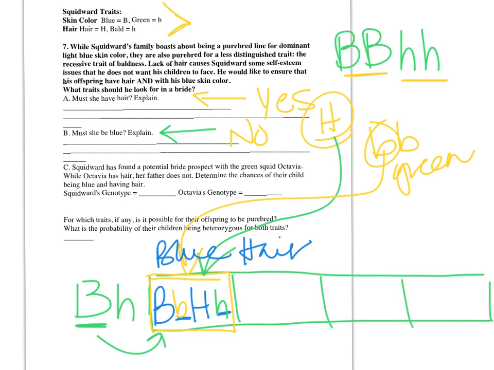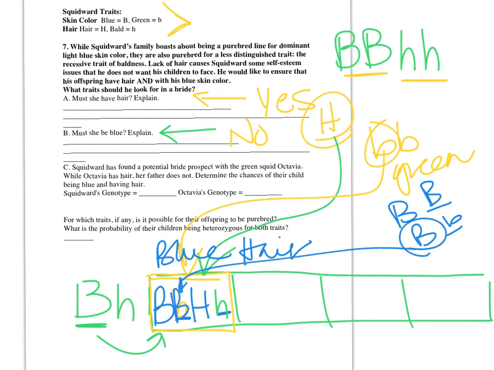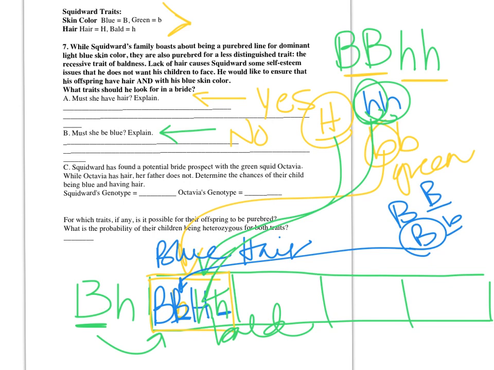So can she be blue? Yeah, of course. If she's blue, big B, or big B, little b, right? As long, like, it doesn't matter which one she gives. She could do a big B, right? There's a big B here. Great. Still blue. But she cannot be little h, little h. If she's little h, one of those is going to go here, and then they're going to be bald. He doesn't want that, so she has to have at least one big H.